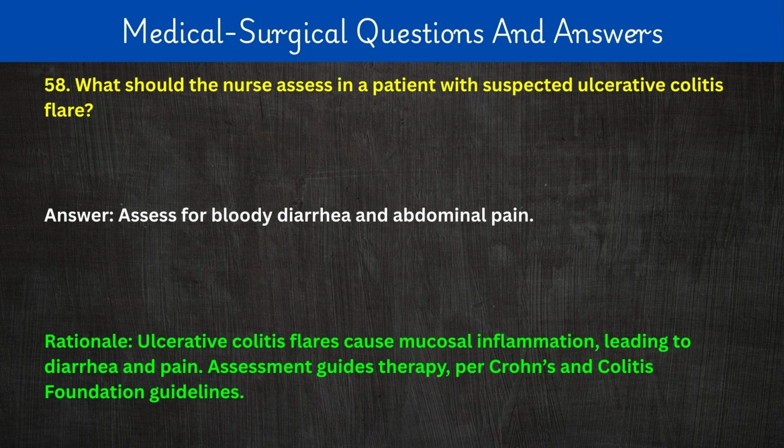58. What should the nurse assess in a patient with suspected ulcerative colitis flare? Answer: assess for bloody diarrhea and abdominal pain. Rationale: ulcerative colitis flares cause mucosal inflammation, leading to diarrhea and pain. Assessment guides therapy, per Crohn's and Colitis Foundation guidelines.